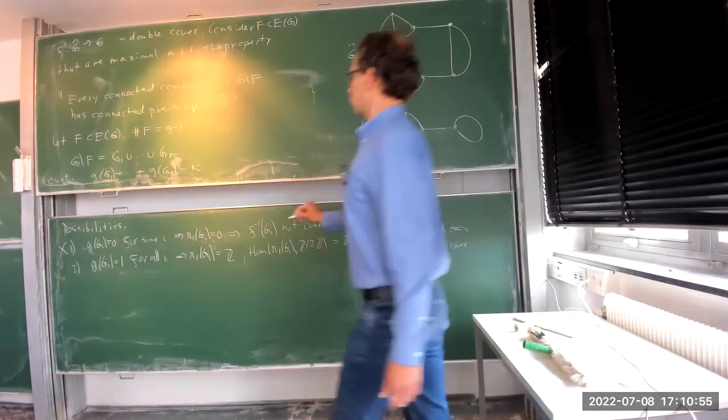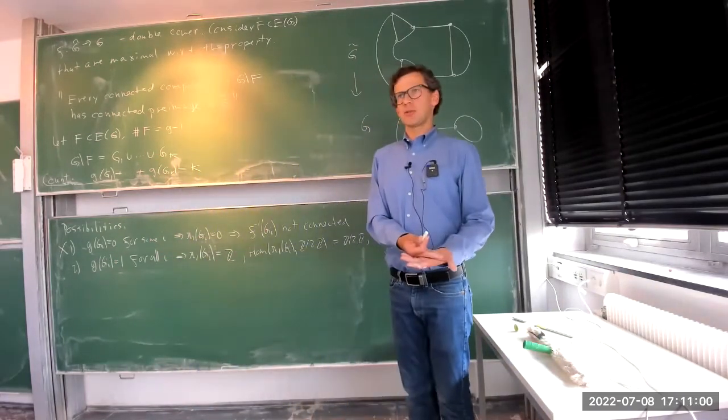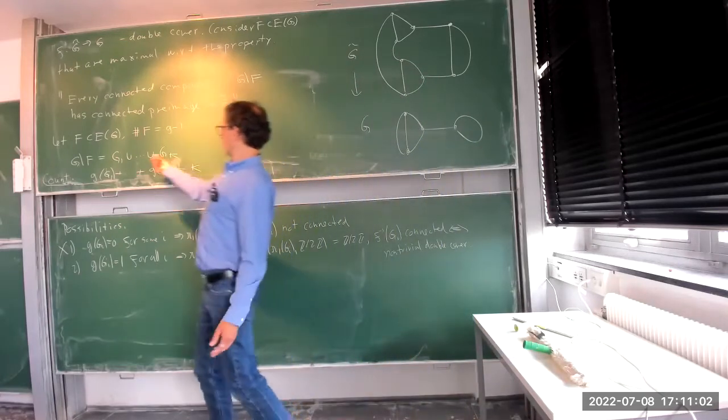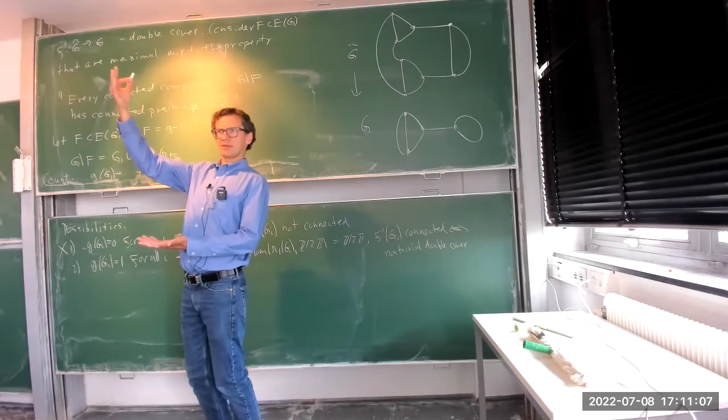So removing g minus 1 edges, as you can see, is kind of like the most that you can possibly remove. Because if you try to remove one more edge, you're going to create a tree as a connected component, and it's going to have disconnected preimage.